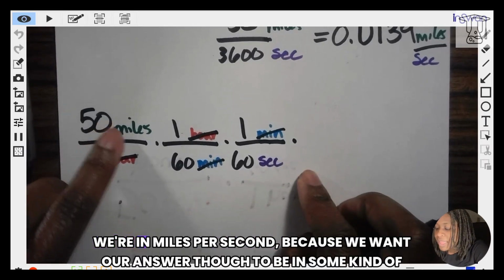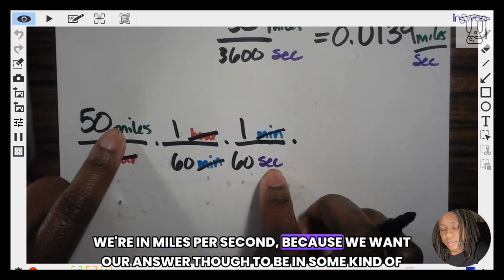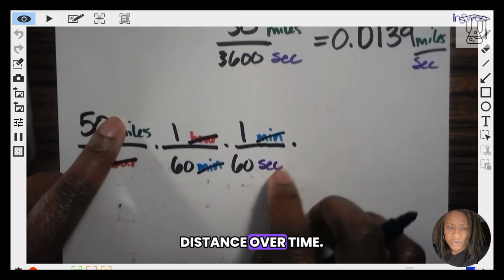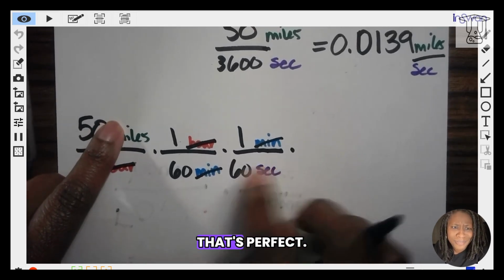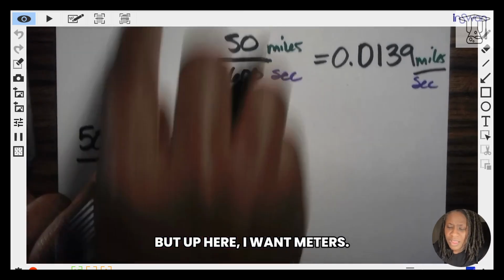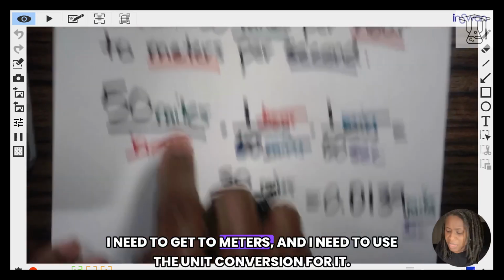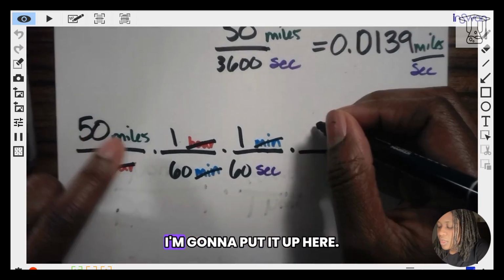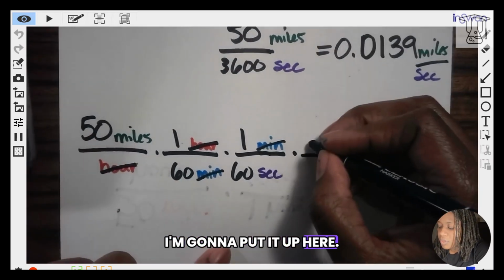Right now, we're in miles per second, because we want our answer to be in some kind of distance over time. We want seconds down here. That's perfect. But up here, I want meters. I need to get to meters, and I need to use the unit conversion for it. For every 1 mile, I'm going to put it up here. Why?